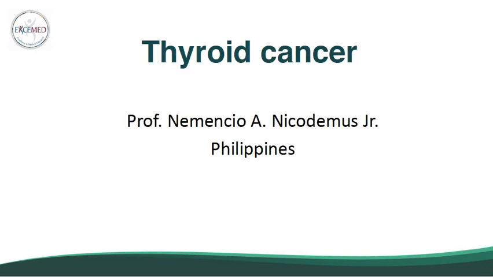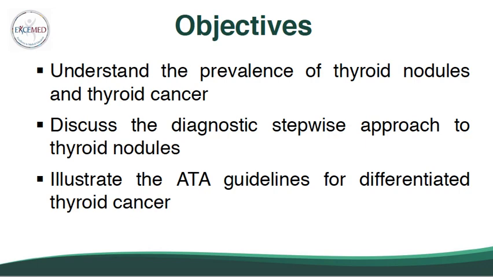So we'll talk about thyroid nodules and thyroid cancer for this flip class. The objectives of this lecture are for you to understand the prevalence of thyroid nodules and thyroid cancer, and then we will be discussing the diagnostic stepwise approach to thyroid nodules. If you're presented with a patient with a thyroid nodule, what will you do? Next, we will discuss briefly the ATA guidelines for differentiated thyroid cancer.